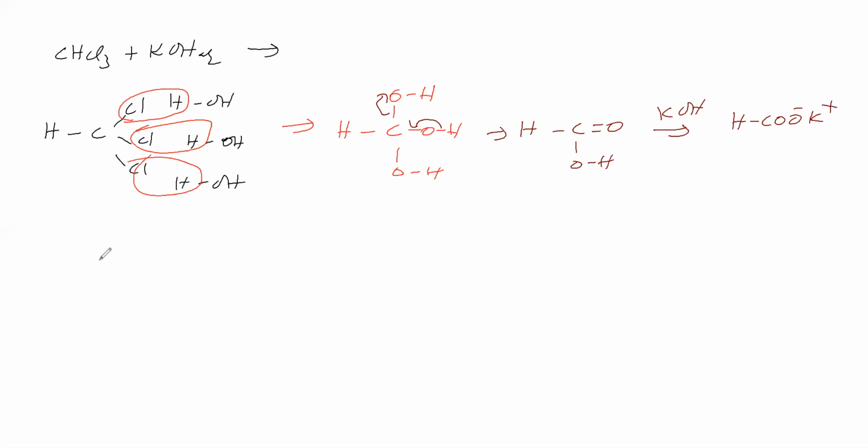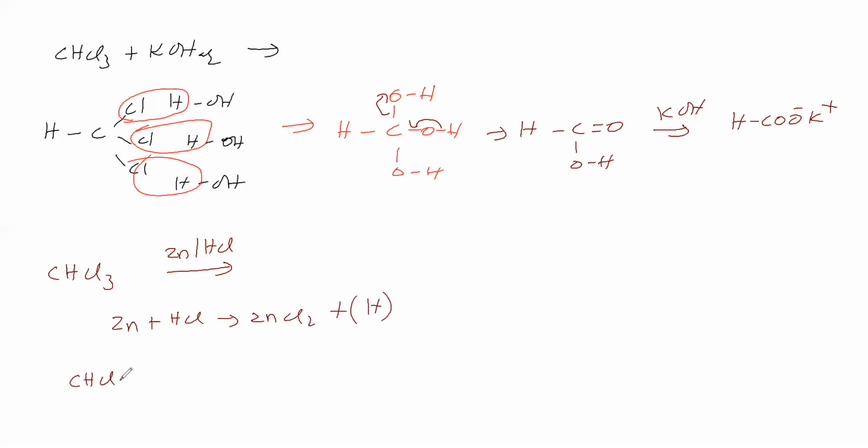Next reaction we will see is reduction. Chloroform undergoes reduction with zinc and HCl. Zinc reacts with HCl to give zinc chloride and nascent hydrogen. This nascent hydrogen reacts with chloroform to give methylene chloride and HCl. So chloroform is converted into methylene chloride by the reducing agent zinc and HCl.